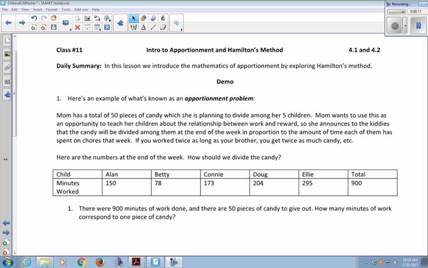Mom has 50 pieces of candy. She wants to divide them among her 5 children. But she wants to use this as an opportunity to teach her children about the relationship between work and reward. So she announces to the kids that the candy is going to be divided among them at the end of the week in proportion to the amount of time each of them has spent on chores that week. So if you work twice as long as your brother, you're going to get twice as much candy.